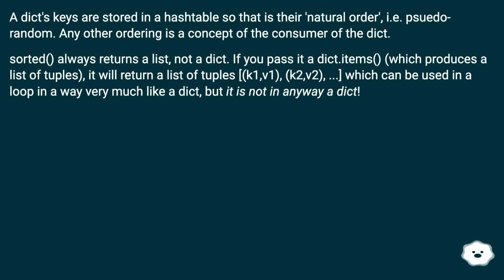A dict's keys are stored in a hash table so that is their natural order, i.e. pseudo-random. Any other ordering is a concept of the consumer of the dict. Sorted always returns a list, not a dict. If you pass it dict.items(), which produces a list of tuples, it will return a list of tuples, (k1, v1), (k2, v2), which can be used in a loop in a way very much like a dict, but it is not in any way a dict.